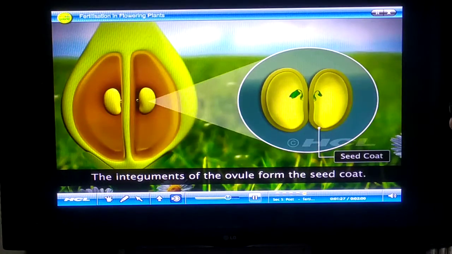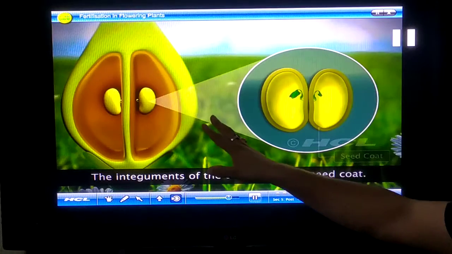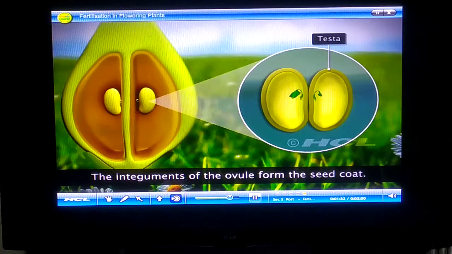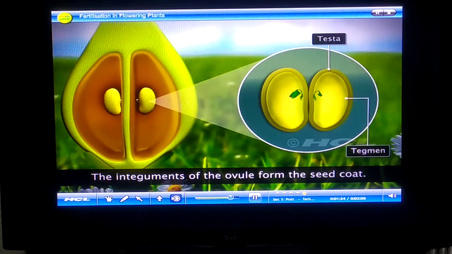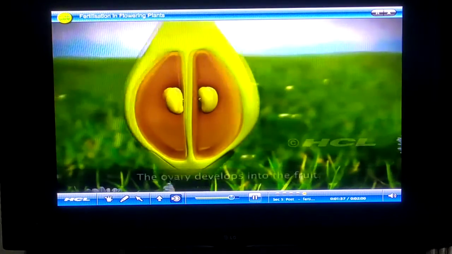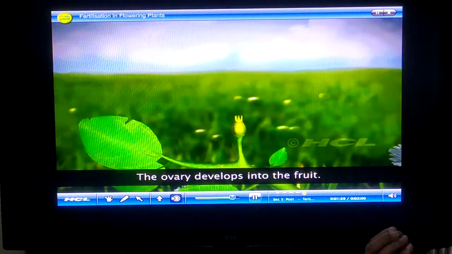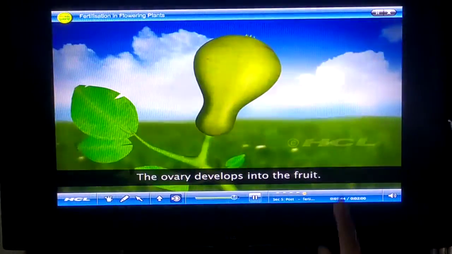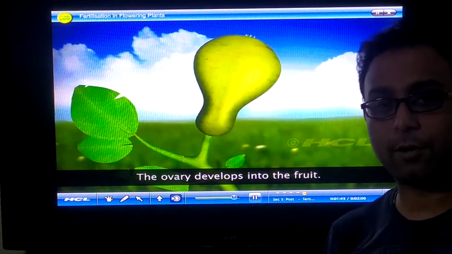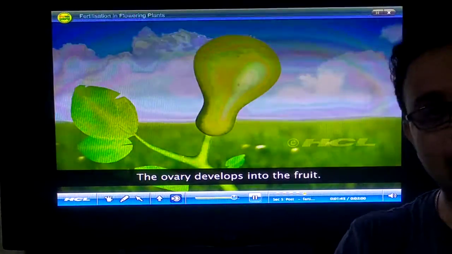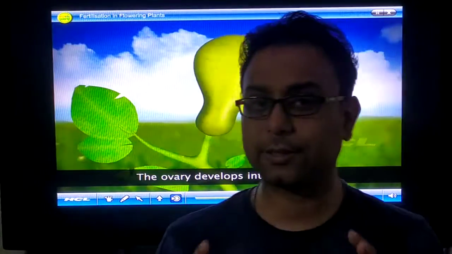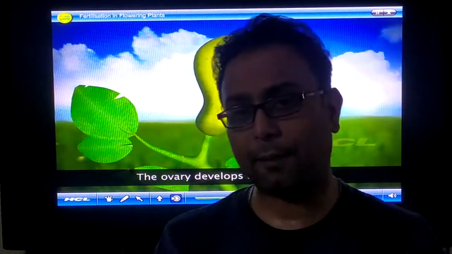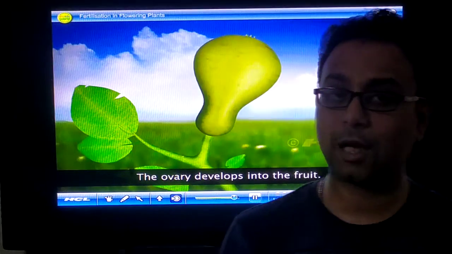And the fruit is formed, and the integuments ultimately convert to the seed coat, that is the testa. This formation happens after the fertilization process. So from that flower we get one fruit, and inside it the seeds are present. So the ovary develops into the fruit. This is the most important chapter of pollination and fertilization. We have discussed in today's class the double fertilization process and what happens after fertilization.